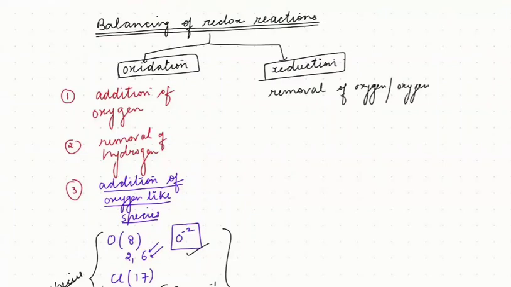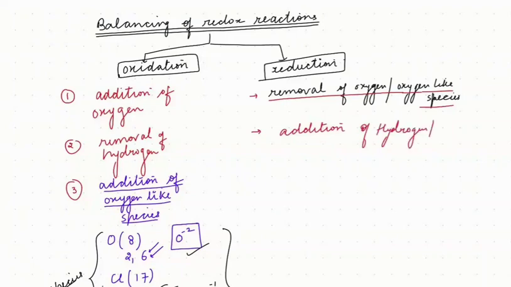So what are oxygen and oxygen-like species? Oxygen and oxygen-like species means anything which can be removed, right? Removal of oxygen or oxygen-like species. Similarly, the reverse of it is addition of hydrogen or hydrogen-like species, and removal of hydrogen or hydrogen-like species. Now, what do you mean by hydrogen-like species?